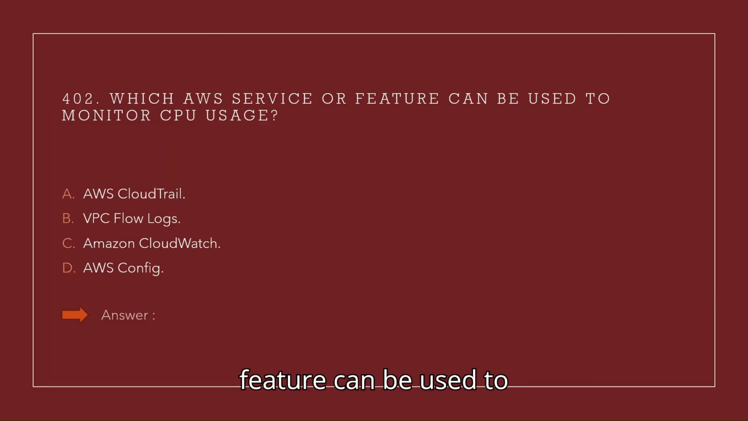Moving on, which AWS service or feature can be used to monitor CPU usage? AWS CloudTrail, VPC Flow Logs, Amazon CloudWatch, or AWS Config. So using Amazon CloudWatch, you can monitor CPU usage. Option C.